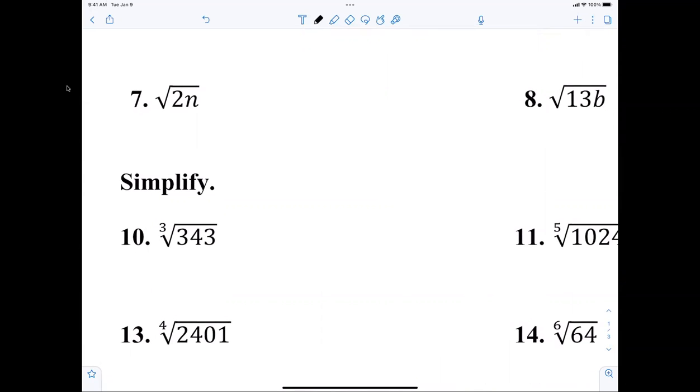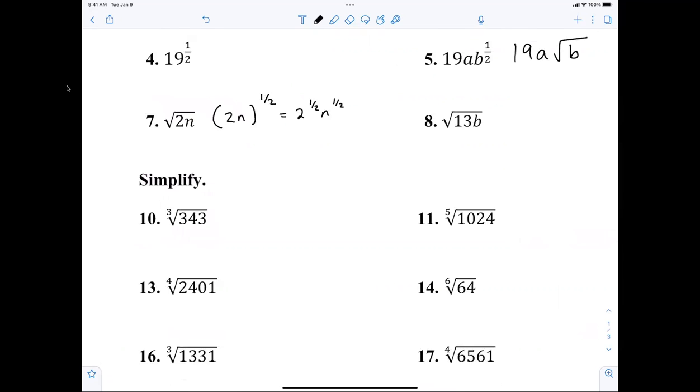Now, this one is what? Sorry, it would be 2 and 1. Now, are they both under the square root? So that means you need a what? Parentheses. If you wanted to write it as 2 to the 1/2 n to the 1/2, that's perfectly fine also. But we just don't do that.